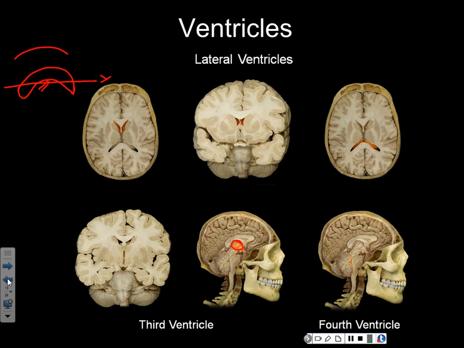The third ventricle is located between the lobes of the thalamus, because one is on the right and one is on the left, inside, right there by the interthalamic adhesion. And then the fourth ventricle runs along the brainstem, in front of the cerebellum. Okay, fourth ventricle.